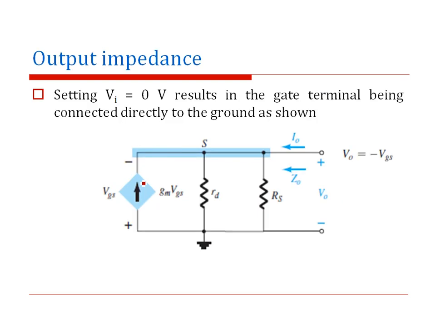Okay, so minus VGS will come across the current source. The gate terminal will be connected directly to the ground. And here you have RD and RS. And V0 is equal to minus VGS here. You can observe that this terminal is same as this terminal, and this terminal is same as this terminal, which means V naught equals minus VGS.